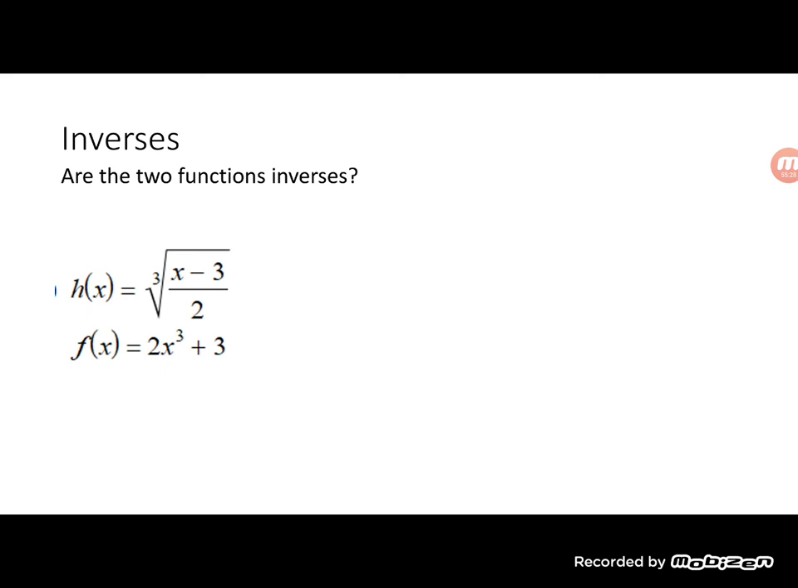Alright, so are the two inverses? We're going to go ahead and run a test with a number. What's an easy number to plug into here? Well, let's pick 3. 3 minus 3 would be 0. That's going to zero everything out. That makes it very nice for us.